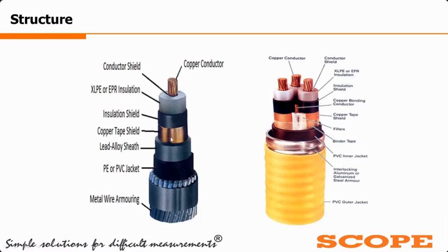After that, you can see that the copper tape shield is provided. This is mainly used as a shield to keep the electromagnetic radiation in, and it also provides a path for the faulty and leakage current. So it is earthed at both the ends.